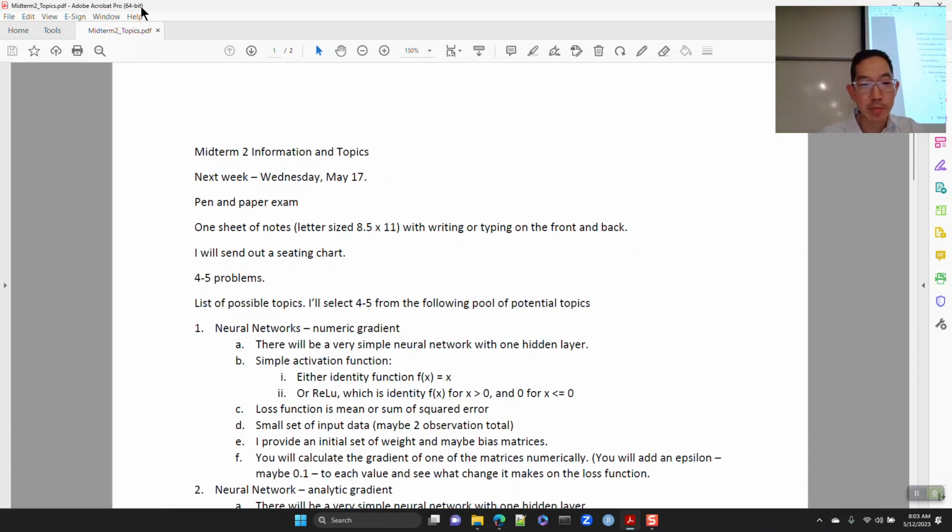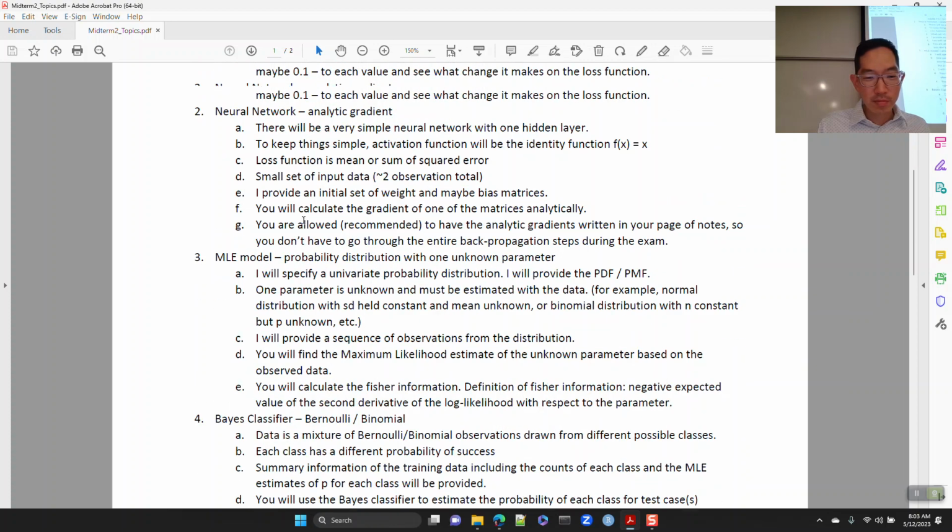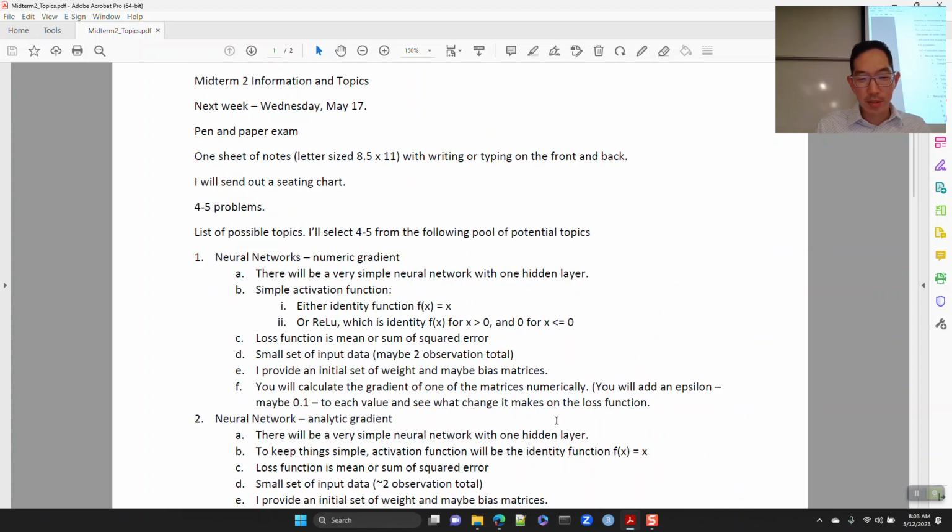Pen and paper exam. Oh, you know what? Maybe I need to write, bring a calculator. Where do I put that? Okay. Well, anyway, bring a calculator. And you can have one sheet of notes, front and back. Do I need to say anything else? I think that's about it.